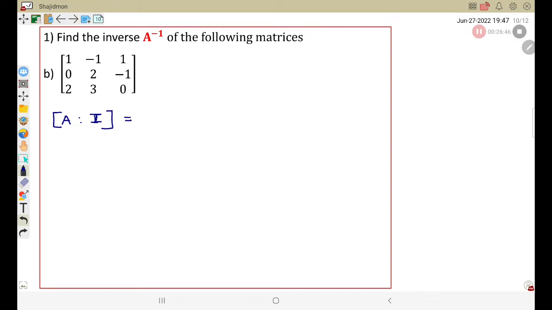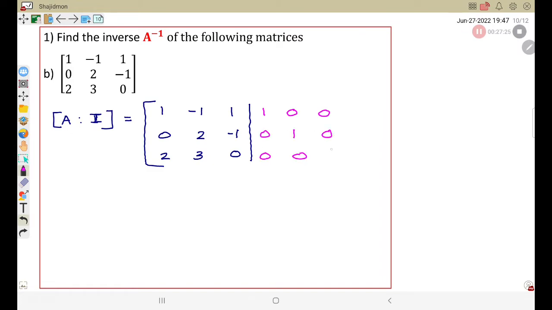So here we are calculating the inverse by using row transformation. Write the A matrix first. Whatever matrix is given, that is the A matrix: 1, minus 1, 1; 0, 2, minus 1; and 2, 3, 0. You can put a line, and after that write the I matrix. The I matrix is the identity matrix, 3 by 3 because the question is 3 by 3. So the 3 by 3 identity matrix is 1, 0, 0; 0, 1, 0; 0, 0, 1.